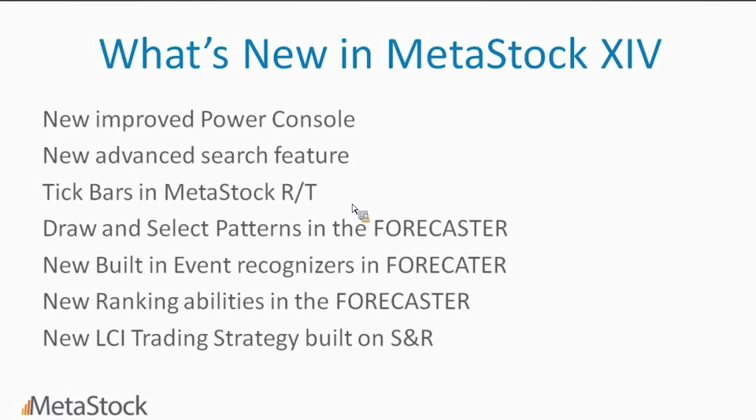You now can draw and select patterns in the forecaster. I'll spend a lot of time explaining that and how that works. We've added some extra events in there for options and commodities, as well as futures. And now you have the ability to rank in the forecaster as well. And then we've added a new trading system called the LCI trading strategy. It's built on support and resistance and pivots, Fibonaccis, and things like that.